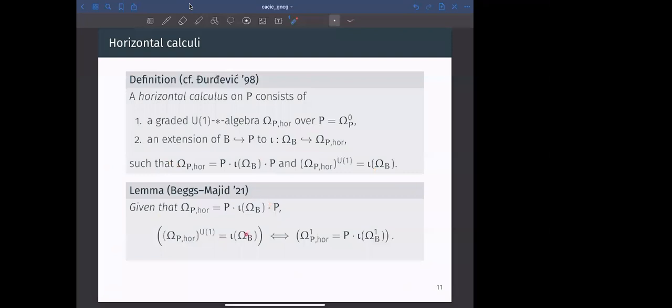And it turns out, and this is basically a little lemma in the recent book by Beggs and Majid, I don't know if you can track it further, given that the horizontal one forms are generated by the basic one forms as a P bimodule, this condition is actually equivalent to saying that the horizontal one forms are generated as a left P module by the basic one forms. And this condition is basically a souped up version of what Hajac identified as the strong connection condition.